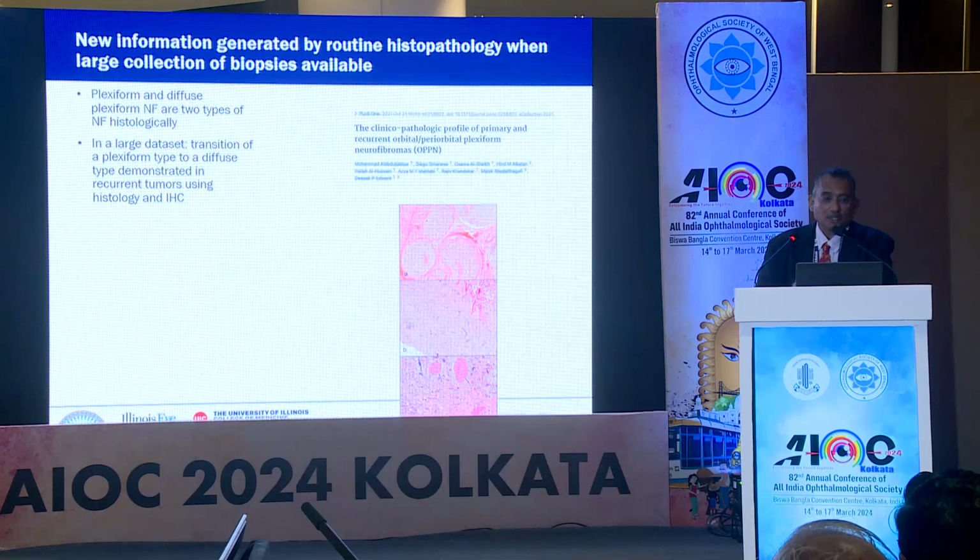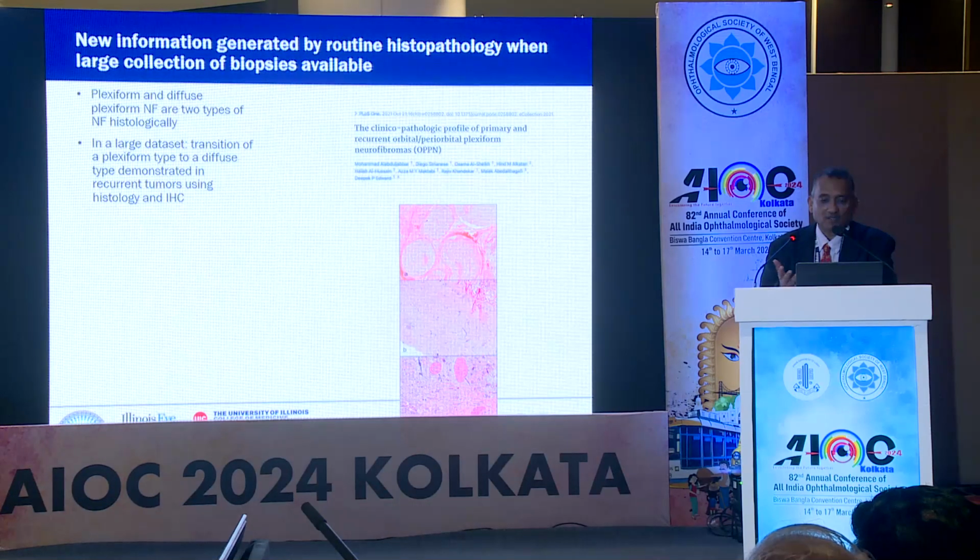So also you can generate new information by routine histopathology when you have a large collection of biopsies available. So both clinicians and ocular pathologists are familiar with plexiform and diffuse neurofibromatosis. These are the usual types. And we usually look at them as separate entities.